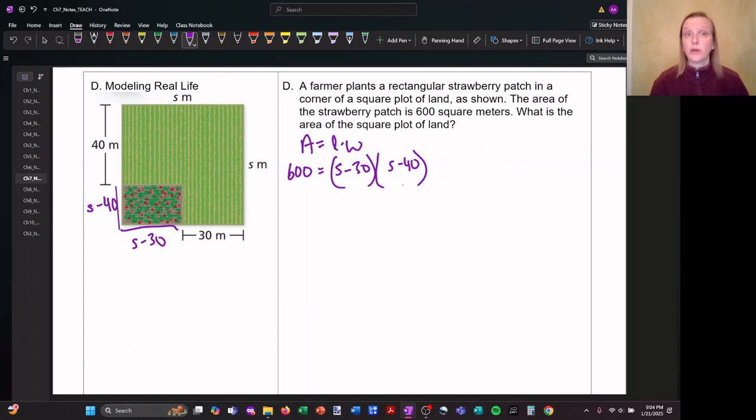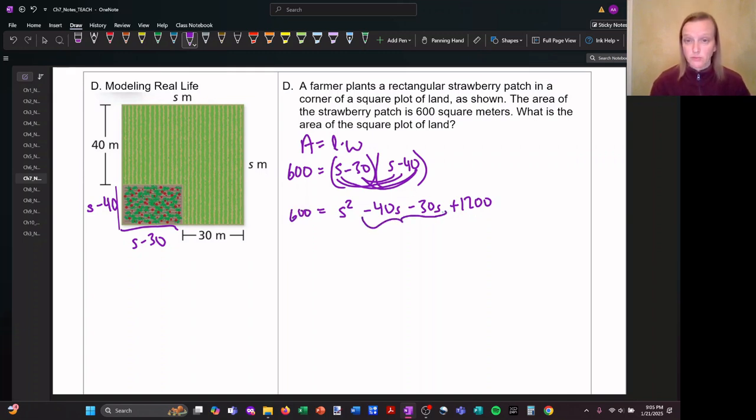Here I can use FOIL to multiply these together. S times S is S squared. S times negative 40 is negative 40S. Negative 30 times S is negative 30S. And negative 30 times negative 40 is positive 1200. But all of that equals 600.